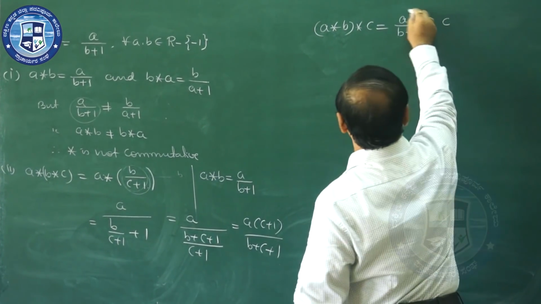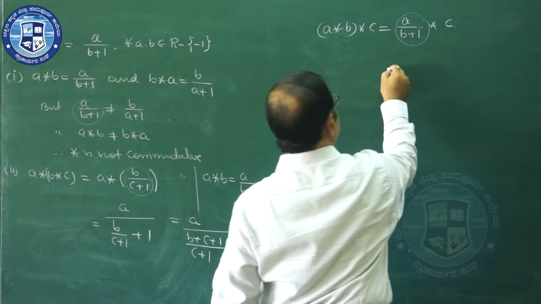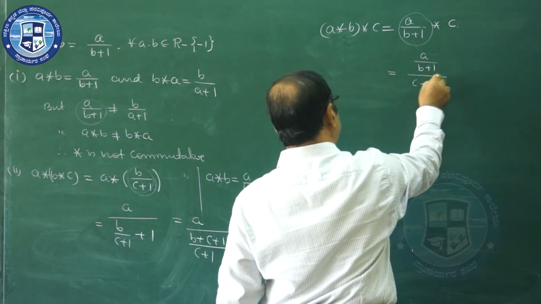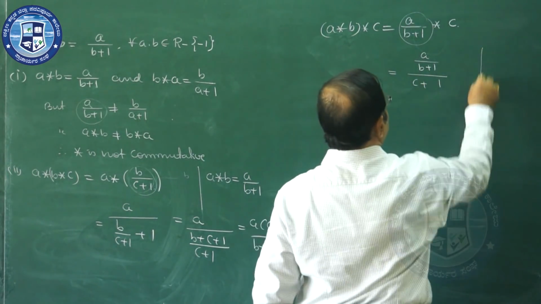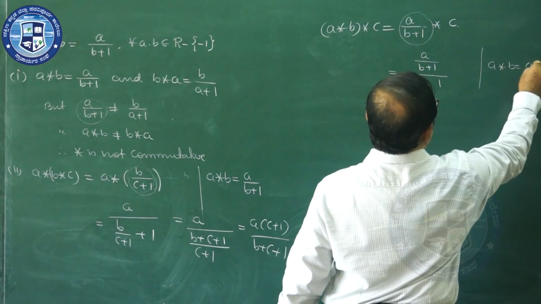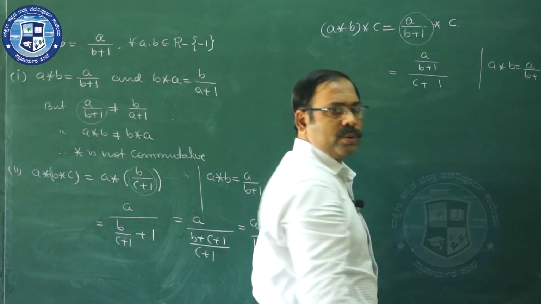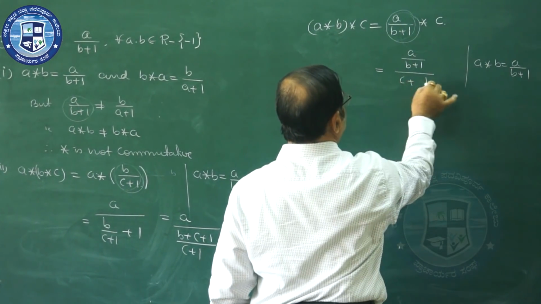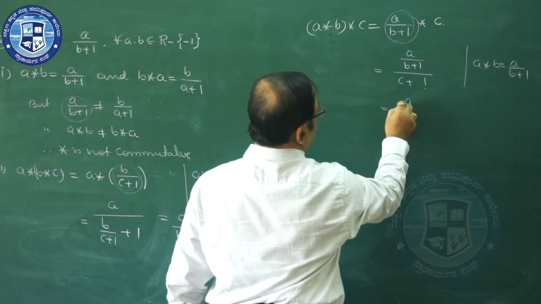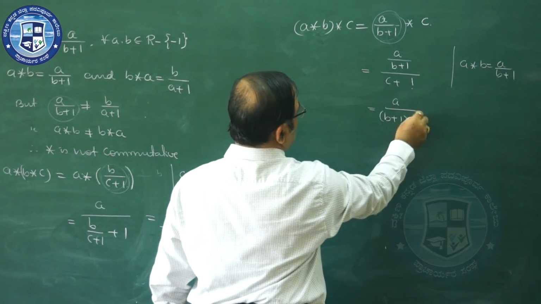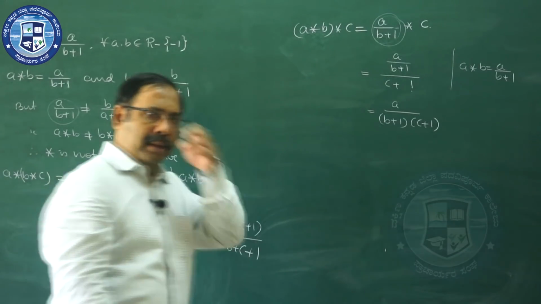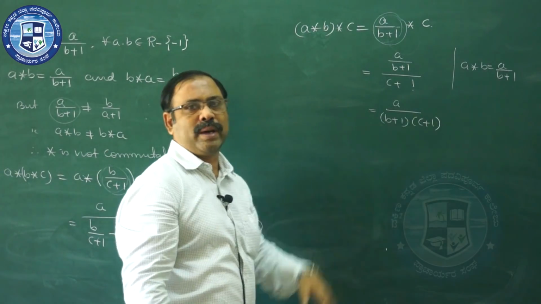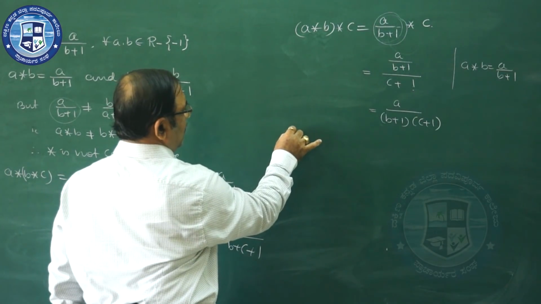Now, this is A. This is B. So, A by B plus 1. See, A star B is equal to A by B plus 1. Correct, no? So, this is A by B plus 1 into C plus 1. Okay? What is it? A by B plus 1 into C plus 1.